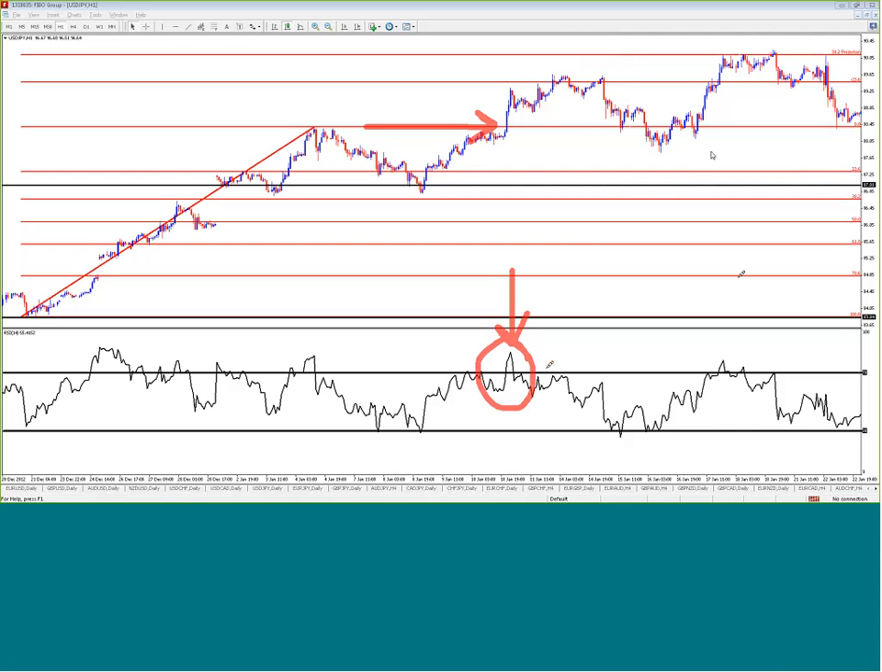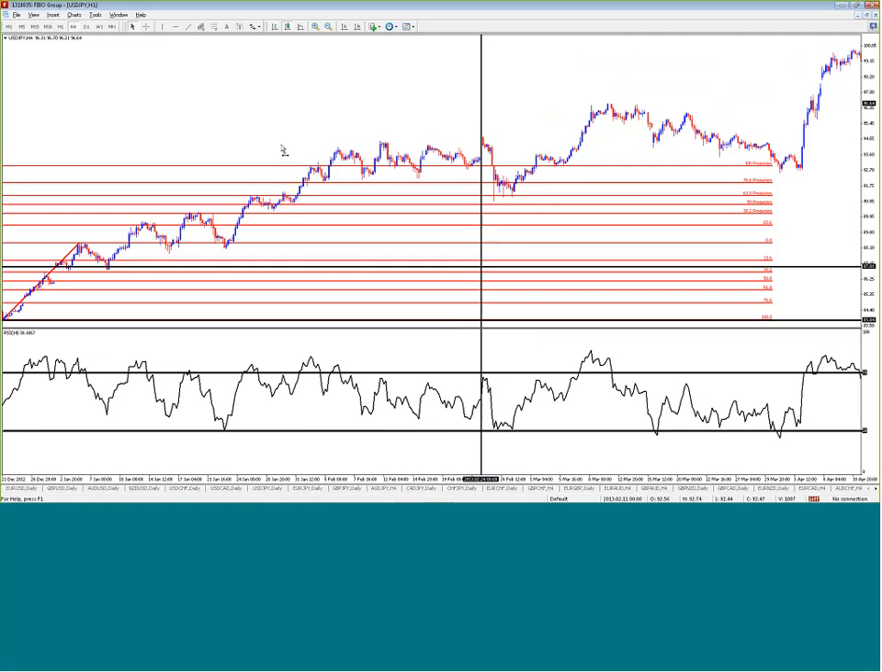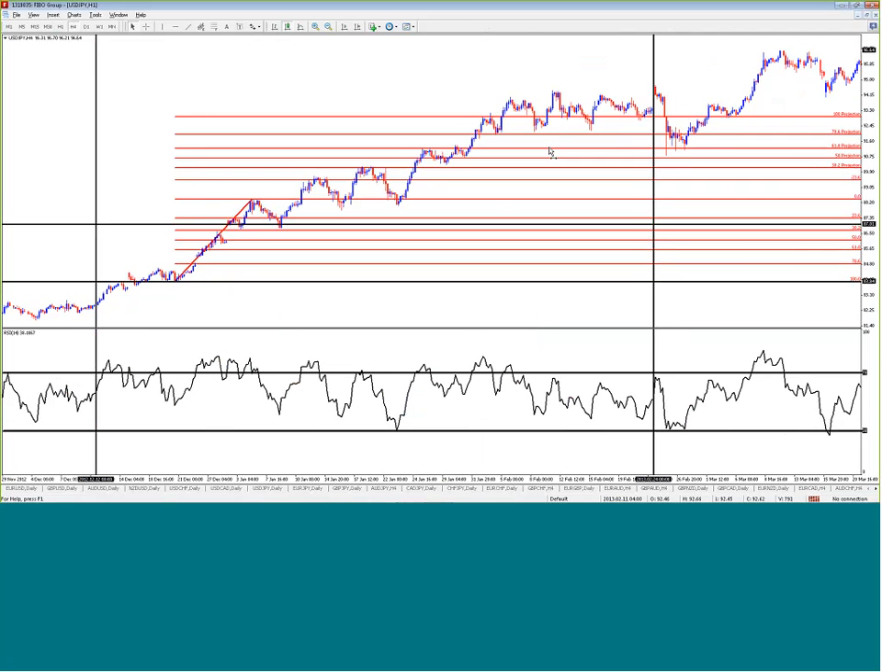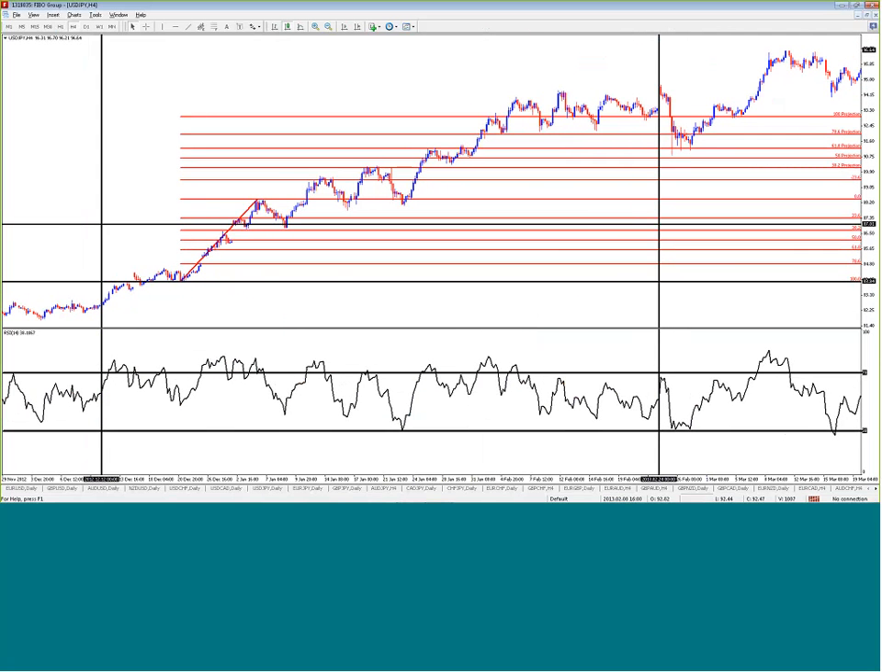Let me show you one other thing. We'll go back to this chart, but it really serves a purpose. Remember, these two vertical lines, what do these vertical lines represent? The beginning and the end of a very strong trend to the upside.